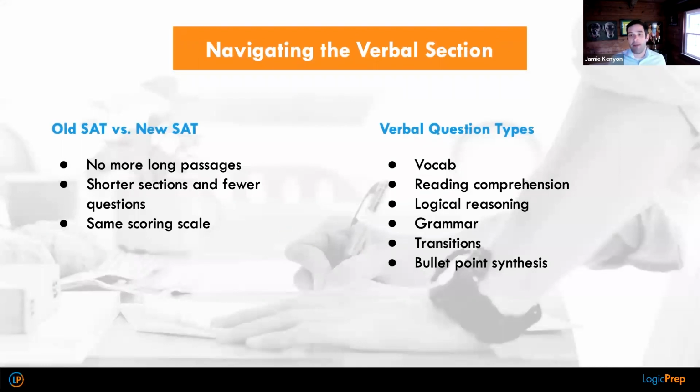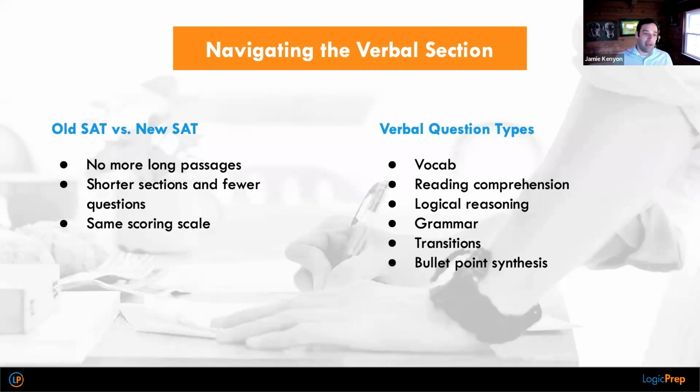So let's talk about why. In the verbal section, the old SAT was broken into 1 reading section and 1 writing and language section, which tested grammar. And both of those were broken into individual passages. So the current paper test has 5 passages of reading, 4 passages of grammar. Those don't exist anymore, and they don't break the sections by reading versus grammar. So both question types are in each section. The sections are shorter, there are fewer questions, they don't take as long, and it's still on the same scoring scale.